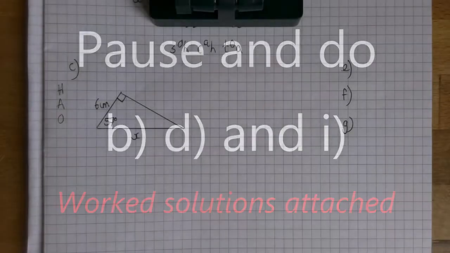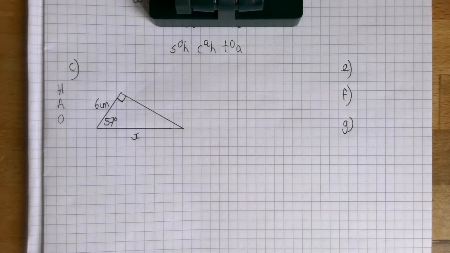Okay, so here's the second sort of finding a side problem. So we're still finding a missing side. I guess the first question will be, how are these questions different? Well, let's start the process.